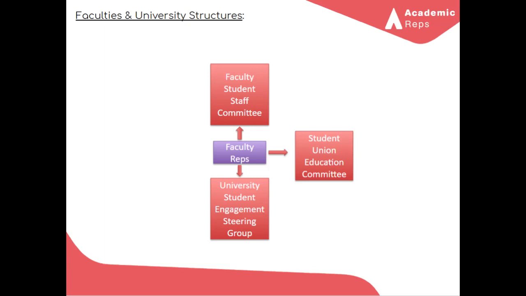Once elected, their main role is to make sure that they go to faculty student staff committee meetings, but then also attend student staff committee meetings and interact with you as an academic rep and keep you in the loop of faculty developments. They also have the opportunity to go to wider groups that influence the academic rep system more generally. But before that, it might be useful to just reflect on what a faculty is, because actually you probably won't have heard of a faculty before.